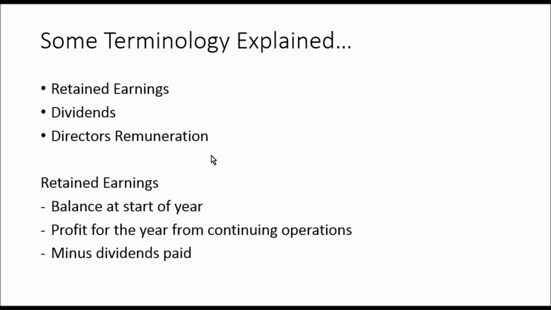Some terminology explained. Retained earnings. So as mentioned, a company may make a profit, say £10,000, $10,000. If the shareholders only took $5,000 or £5,000 from the business, then £5,000 or $5,000 have been left in the business, and that's retained earnings. That's the very basics of it.